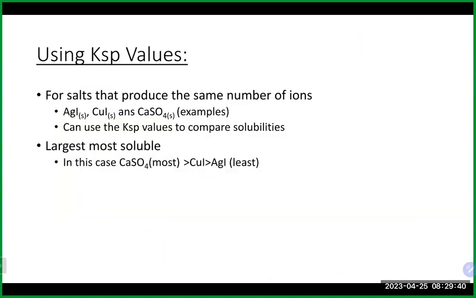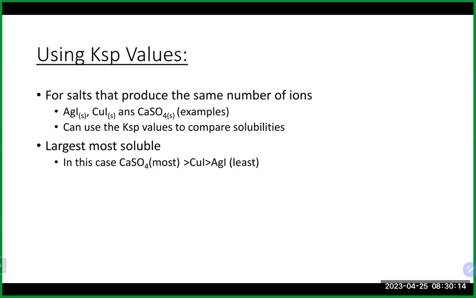All right. So let's talk a little bit about using Ksp values to help us determine solubility, maybe which thing is more soluble, which one is least soluble, and in general, can you use the Ksp values to help you determine that? And the answer is yes. In certain situations, you can directly use the Ksp values to help you determine what ionic solid should be more soluble than another.